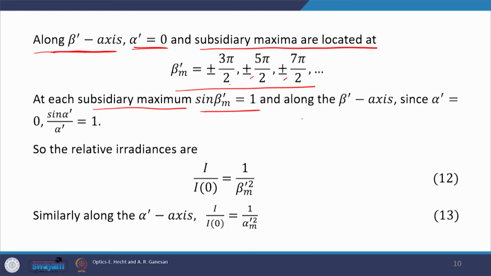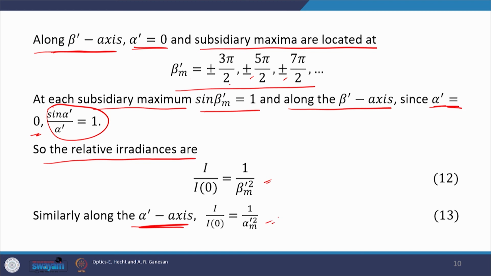And also along the beta prime axis, since alpha prime is equal to 0, sin alpha prime upon alpha prime, which is a sinc function, will assume a value equal to 1. Therefore, along the beta prime axis, the relative irradiance would be given by this expression, which is 1 by beta m prime square. Similarly, along the alpha prime axis the relative irradiance would be given by 1 by alpha m prime square.